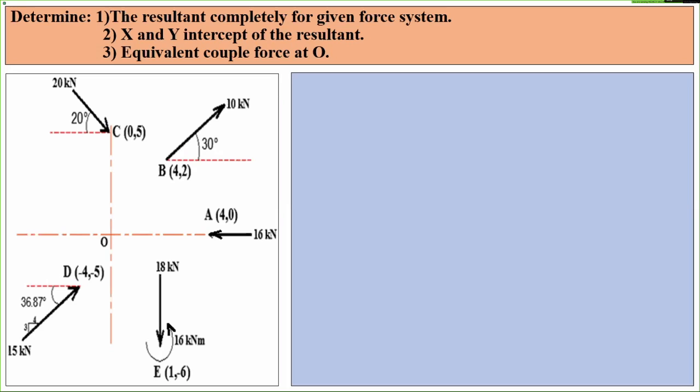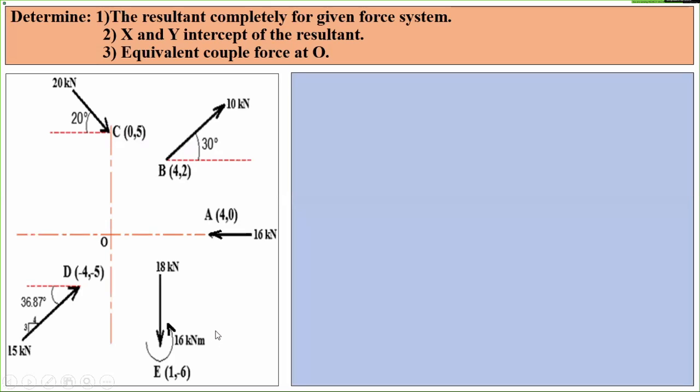In addition to this, something else is added in the given question. Just observe the point E. At the point E, 16 kilonewton meter is written and a clockwise or anti-clockwise direction is given. Can anyone tell me what this is? Moment. Yes, it's a couple, and the moment of the couple is given as 16 kilonewton meter, and this is to be taken care of in Varignon's theorem. At that time I will describe it once again.